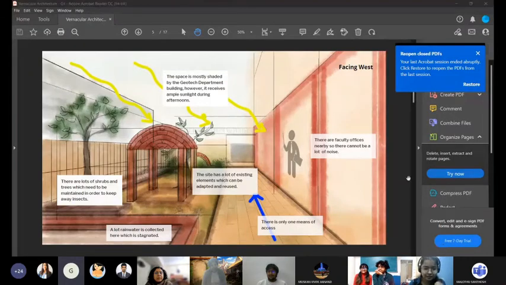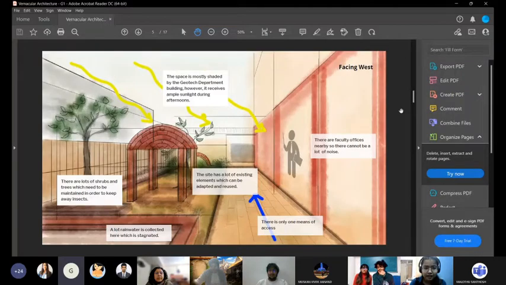Good evening, everyone. As this image explains, we have tried to take into account the major considerations. As Dhruv sir said, the faculty offices are there, so we could not make it a space for noisy activities, like playing or something, and so we chose to stick with quieter activities which could be conducted there. As for sunlight, there was enough.